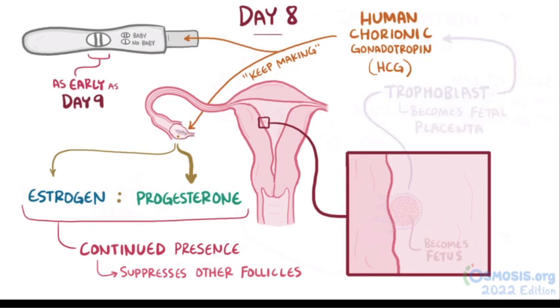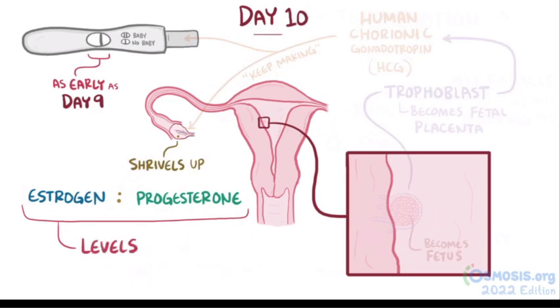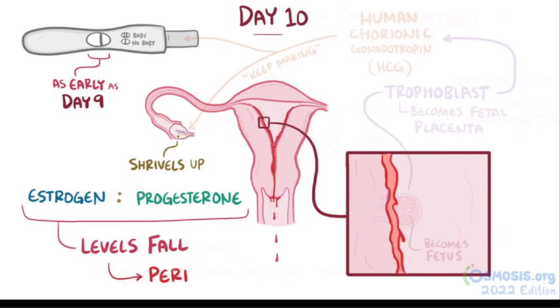Without HCG levels shooting up on day 8, the corpus luteum would start to shrivel up by day 10, and estrogen and progesterone levels would fall. This would cause the lining of the endometrium to slough off or fall away from the endometrial wall, resulting in a period or menses.